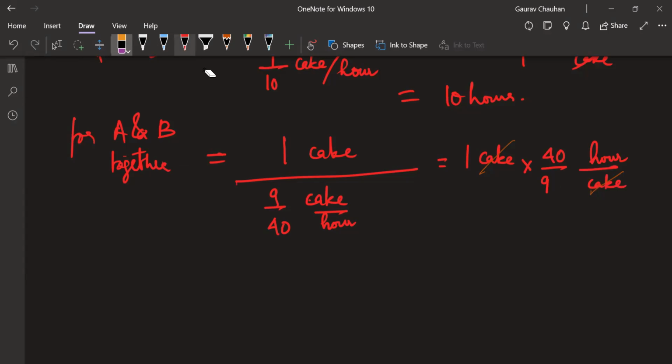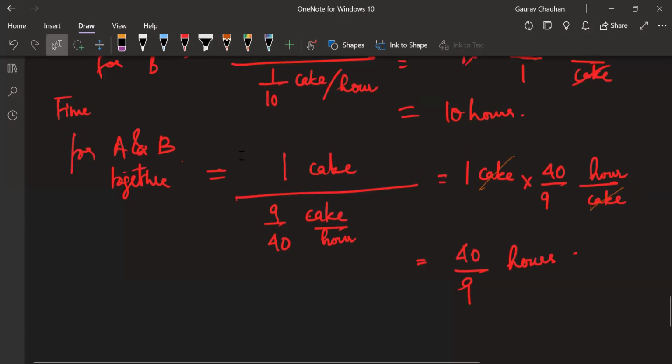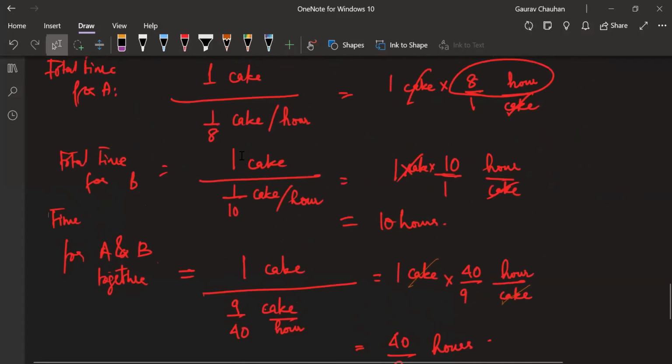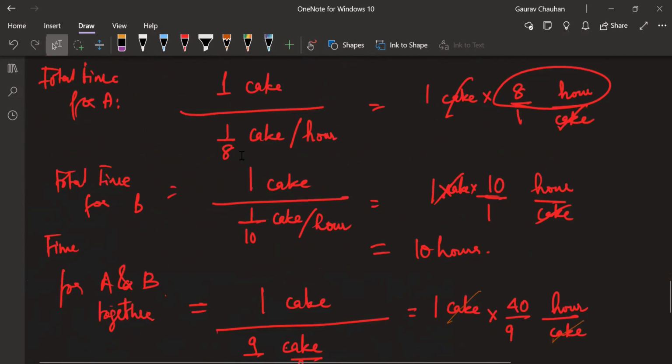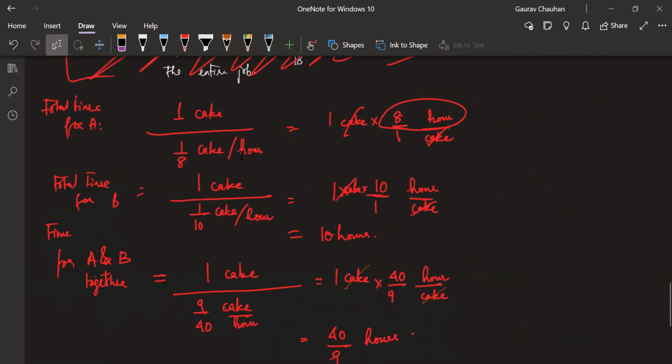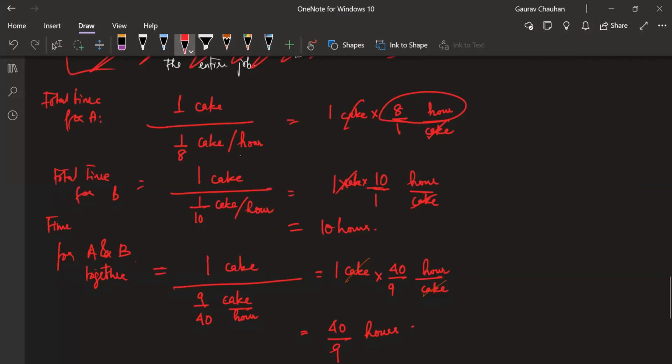40 by 9 hour by cake. So that is equal to 40 by 9. Cake has cancelled. 40 by 9 hours I will take. Time for A and B together will be 40 by 9 hours. Is this mathematical logic coming better than what we had discussed before, Dikshit? Yes, sir. Are we able to see how the units are at play here?